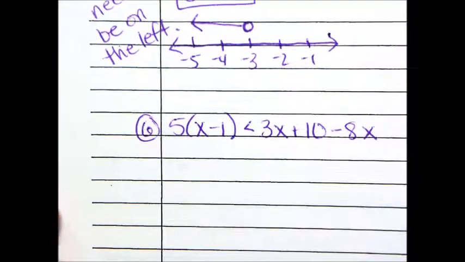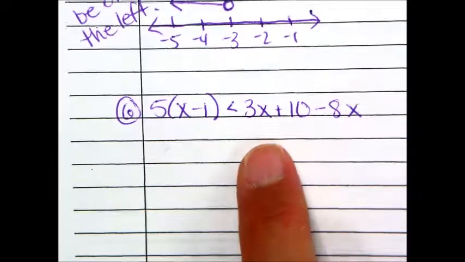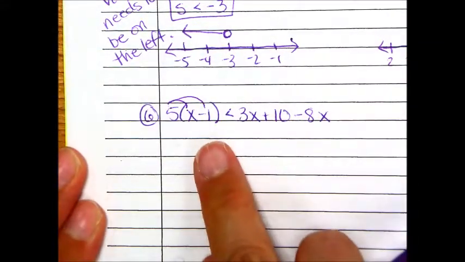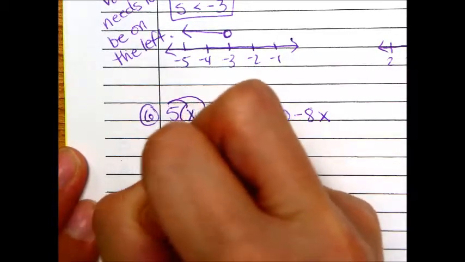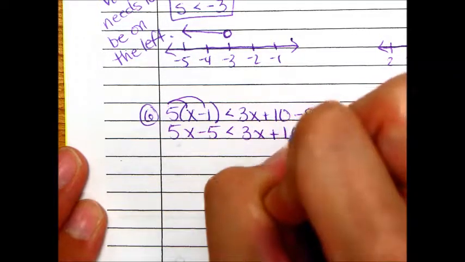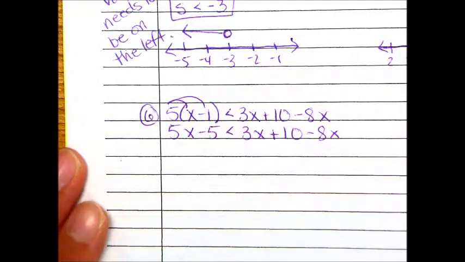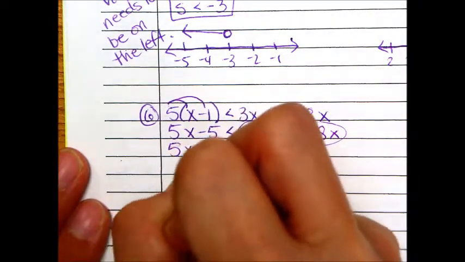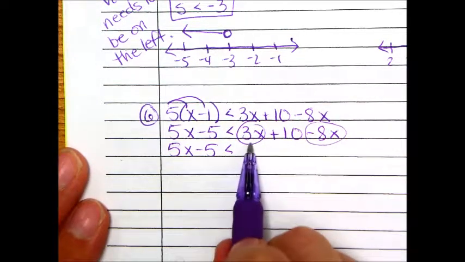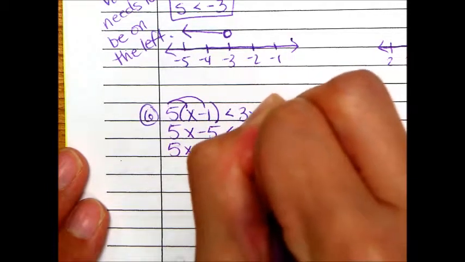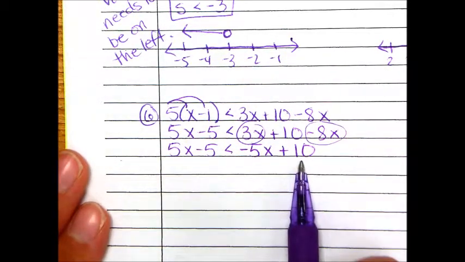Okay. Continuing on with one more that has a few extra steps. I'm going to do distributive property on this one first to get rid of the parentheses. So we're going to have 5x minus 5 is less than 3x plus 10 minus 8x. We would want to combine the like terms on this right side, so I'm going to leave 5x minus 5 the same. And 3x minus 8x is -5x plus 10 for the right side now.